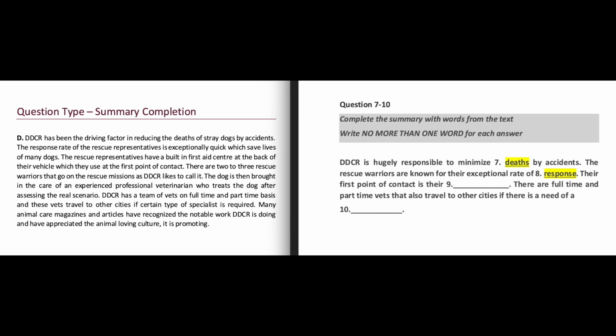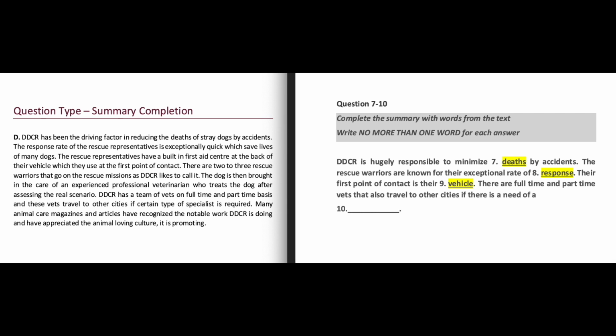Next, the line says their first point of contact is their dash. So now in this line, they're talking about that after they rescue the dog, their first point of contact with the rescued dog is which place. So we have to look for that thing in the text. So let's read through the paragraph. It says that the rescue representatives have a built-in first aid center at the back of their vehicle, which they use as the first point of contact, which means the back of the vehicle is the place where they use as the first point of contact. But since we are only allowed to use one word here, vehicle would be the correct answer.